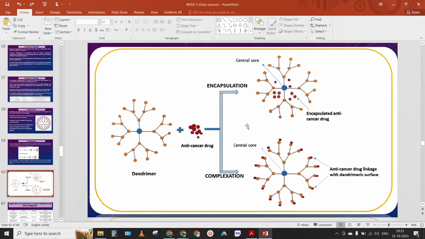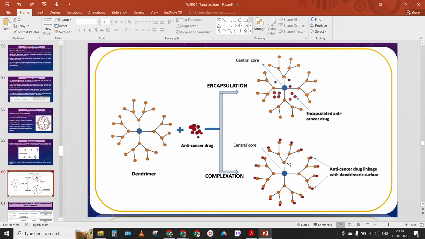So the next is the schematic structure of how a dendrimer is conjugated with an anti-cancer drug. After conjugating any anti-cancer drug with a dendrimer, it will go through two principles. One is called encapsulation and one is called complexation. In encapsulation, as you can see, the drugs are stored in between the dendrimers, encapsulated anti-cancer drugs. So the anti-cancer drug is stored near the central core. On the other hand, in complexation, the anti-cancer drug linkage is attached to the dendrimeric surface. In complexation, the particular cancer drug molecules are attached to the dendrimeric surface.